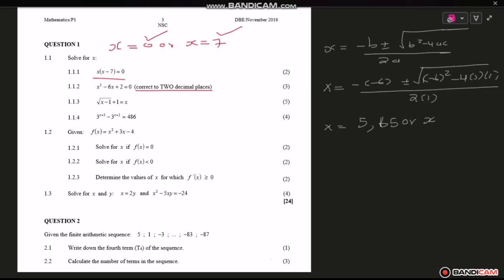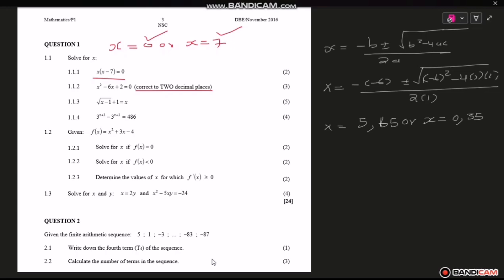x equals 5.65 or x equals, let me use my calculator over here, 0.35. These are our answers. Then let's try to move on.